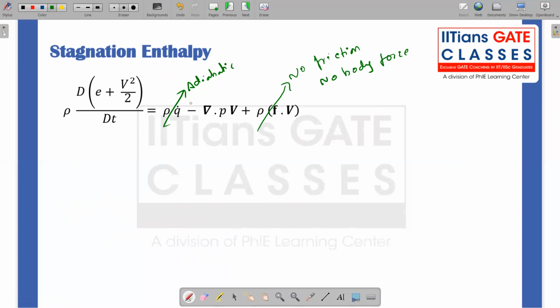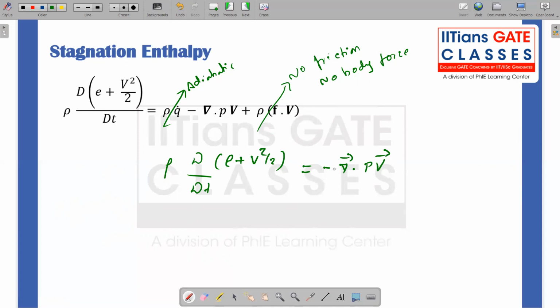That means q̇ is 0, there is no heat transfer. I am assuming there is no friction and no body force, which gives me the force vector F to be 0. So I am left with my energy equation: rho times D/Dt of (e + v²/2) equal to minus gradient of PV.